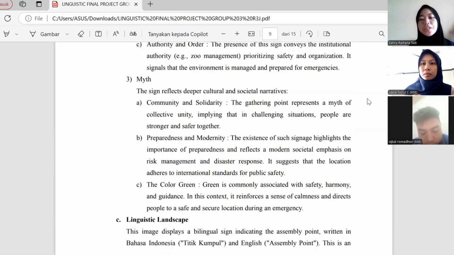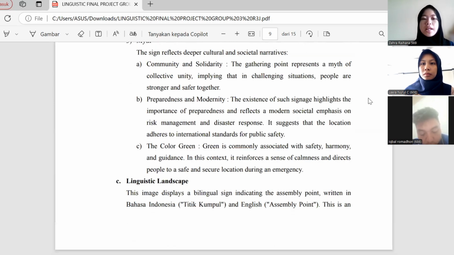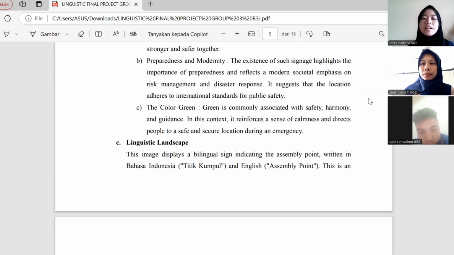The gathering point represents a myth of collective unity, implying that in challenging situations. B. Preparedness and modernity. The existence of such a sign highlights the importance of preparedness and reflects a modern social emphasis on risk management and disaster response. C. The color green. Green is commonly associated with safety, harmony, and guidance.